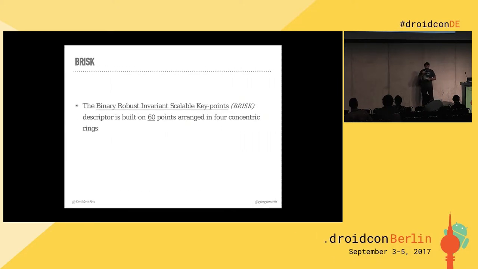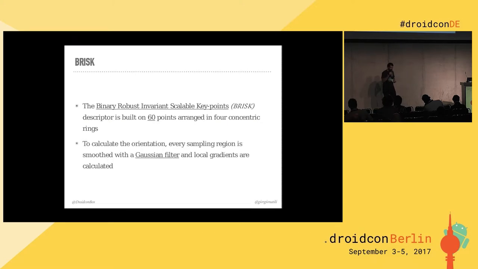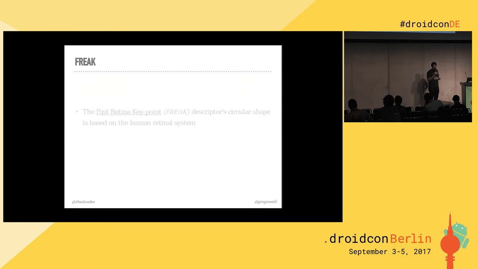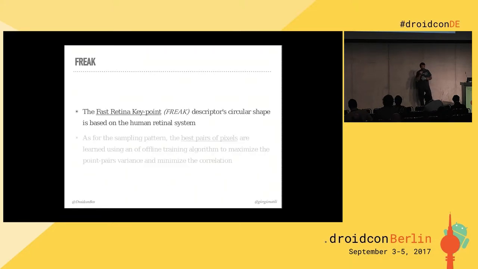BRISK, binary robust invariant scalable keypoints. You get 60 points, and you arrange these points in concentric rings. It's very similar to how the human retina works. And in fact, FREAK, the fast retina keypoint, uses a circular shape and the same techniques as BRISK.